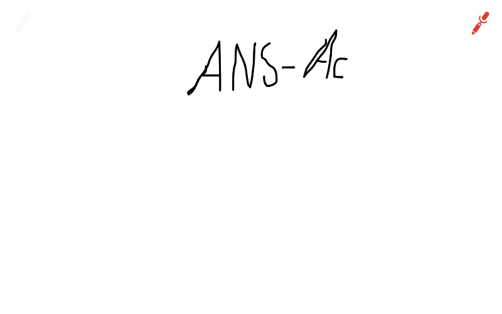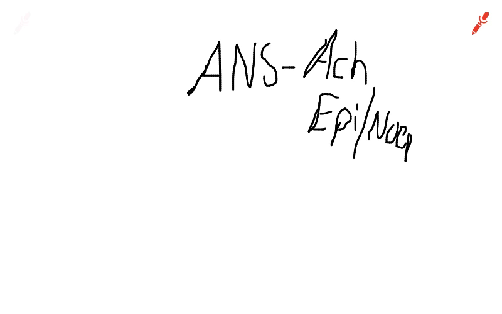Now, the ANS mostly uses the transmitters acetylcholine, which everyone has heard of, I'm sure, at this point. It uses acetylcholine and epinephrine, and also norepinephrine. Norepinephrine is mostly similar to epinephrine in this class. So it can be either acetylcholine or epinephrine. Those are the two neurotransmitters of the ANS.